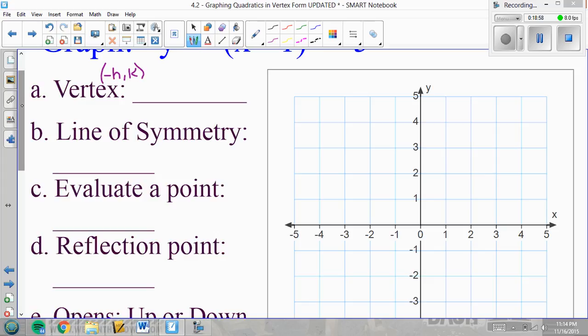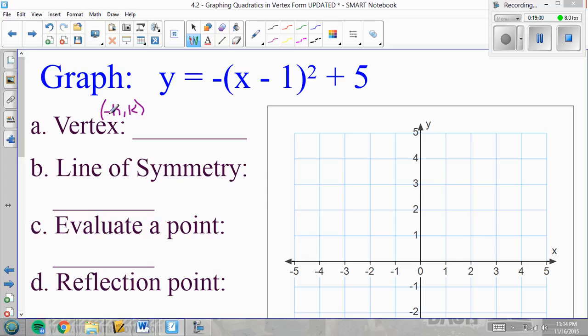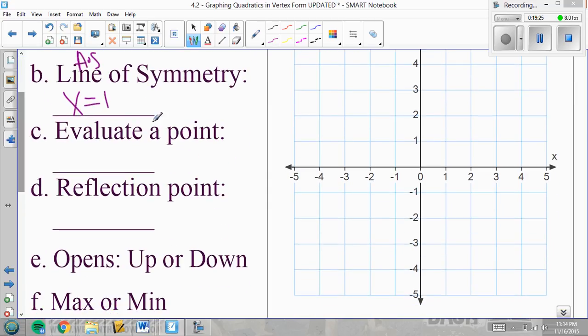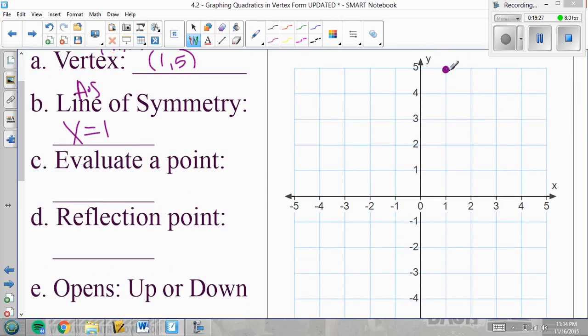Okay, for this one, your vertex, the opposite of h, which if I go too fast, remember you can always pause the video, that's okay. So the opposite of h, the opposite of the inside, we know is positive 1. And k, the outside, stays the same, so I'm at 1, 5. So if I know the x of my vertex is 1, I know my axis of symmetry, or line of symmetry, is x equals 1, so I can draw my AOS right through there.